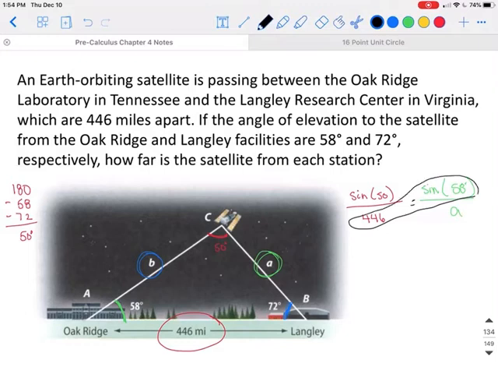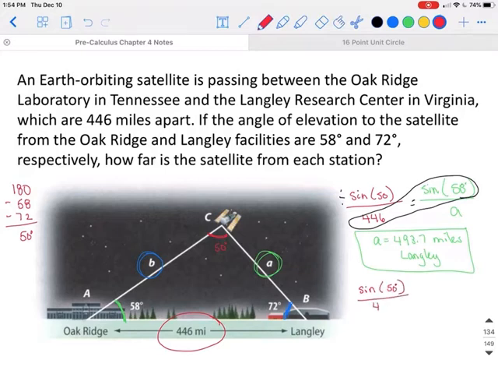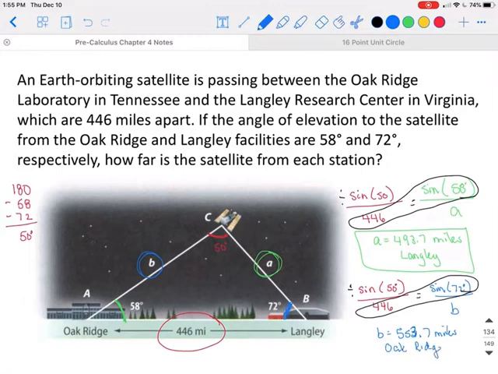To solve this, we're just going to cross multiply and divide, and we're going to end up with side A is 493.7 miles away, and that's the one that's away from Langley. We can set another one up like this. Again, we start with the sine of 50 degrees goes with 446 miles, and the sine of 72 degrees goes with side B that we are missing. We will cross multiply and divide once again, and we're going to end up with B equal to 553.7 miles away from Oak Ridge.